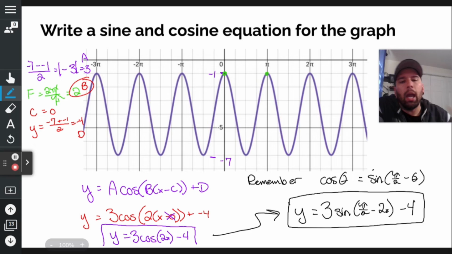Okay? And if we were to use this process with sine, we'd find we'd have the same amplitude. We'd have the same frequency. The only thing that really would change is the horizontal phase shift. Everything else is exactly the same, but I'm just using this little trick to make life a little bit easier, because why the heck not?